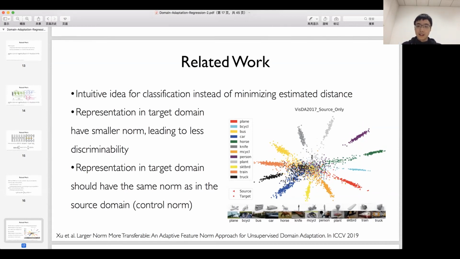The second observation is that if a feature has a small norm, it is very easy to misclassify to other classes. We can say that if the feature is very close to the zero point, it is very close to other classes. It is very easy to be misclassified. So in this paper, the authors say that if the feature representations have a large norm, they are more transferable and will not be easily misclassified. So this is the main idea of this work.